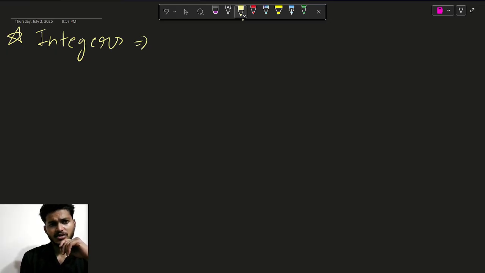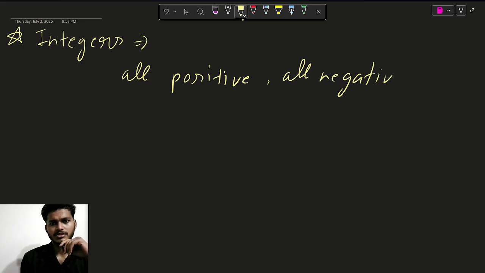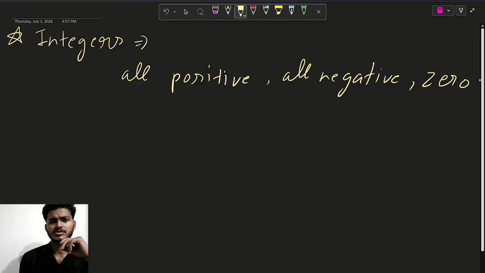Whenever we are talking about integers, we are talking about all the positive numbers, all the negative numbers, and 0. So integers are nothing but all positive numbers, all negative numbers, and 0. If we include all this, then the set is called integers. You can also say that the set of all positive, negative, and 0 is called integers.